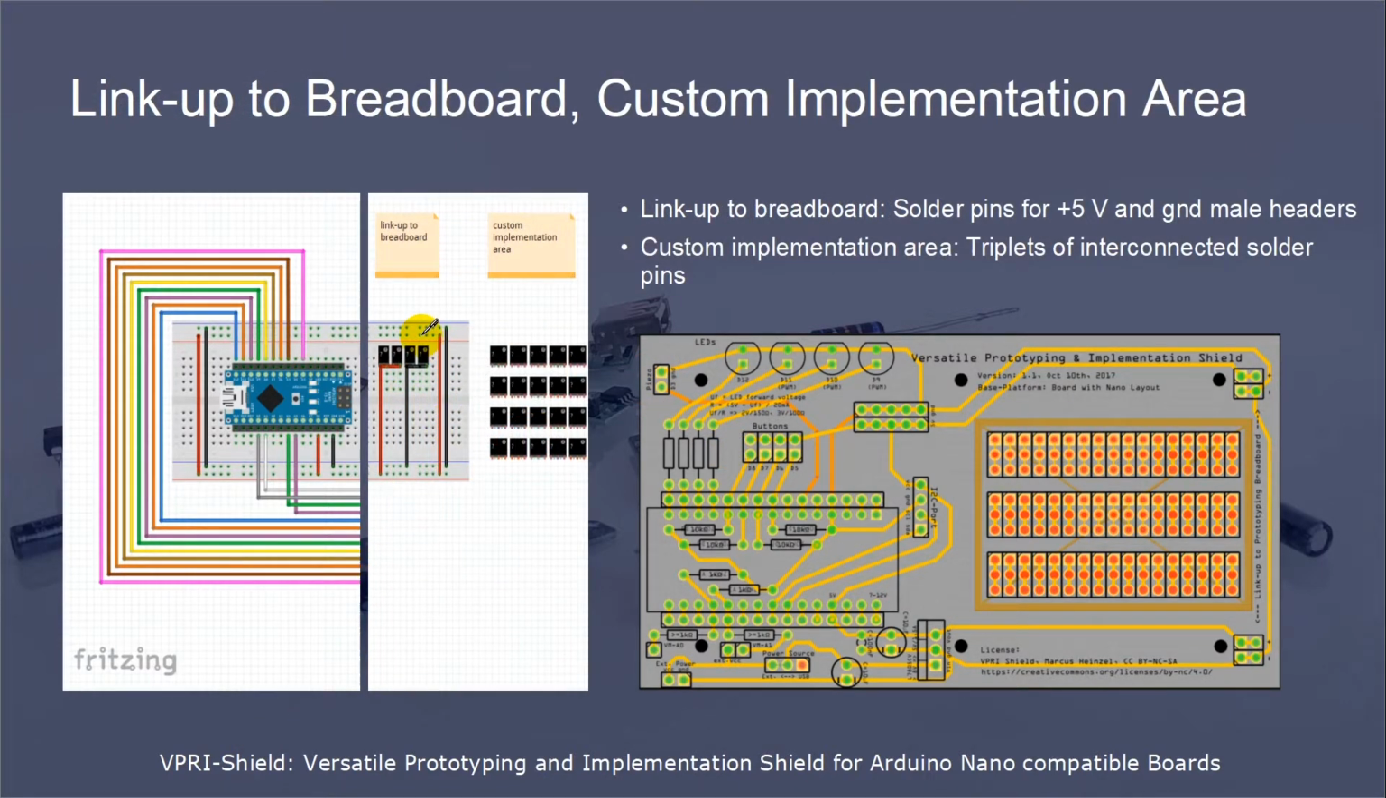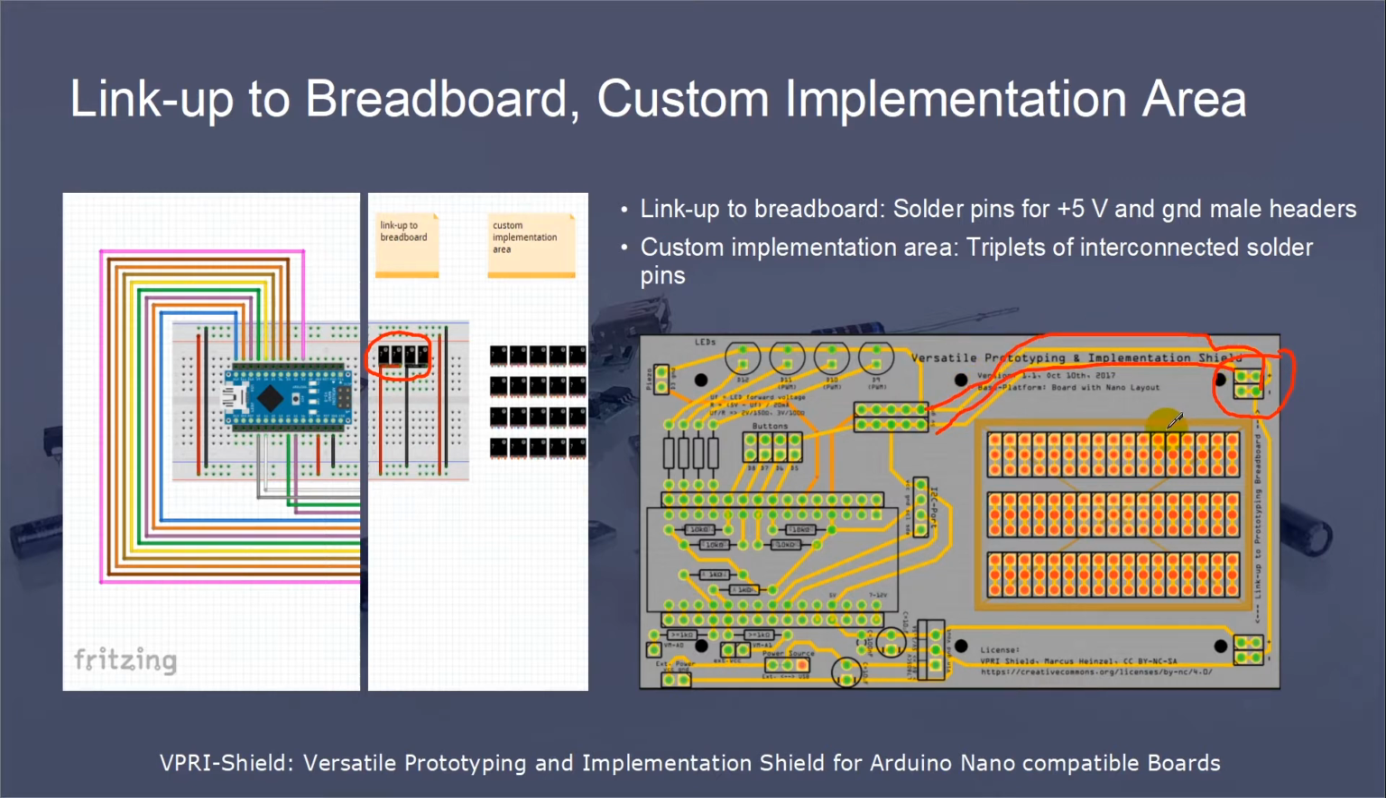The next thing is a link up to a breadboard. The link up supports solder pins for 5 volt and for ground connection. You can solder male headers to these solder pins. With these pins you can plug your shield directly into a breadboard, as I showed in the previous video. As soon as the microcontroller is powered with 5 volts, the breadboard is also powered with 5 volts. On the hardware design view you find these pins here. Here you see the 5 volt supply, and here you see the ground connection.